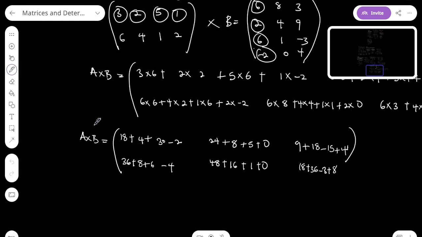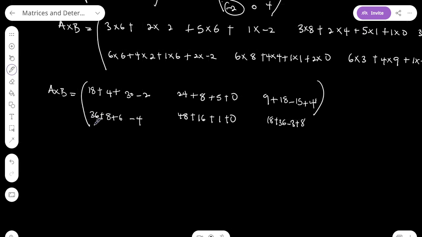So we can now add them together so that we have A cross B will equal 18 plus 4 is 22. 22 plus 30 is 52. 52 minus 2 is 50. So that is the element in the first row, first column. So 24 plus 8 is 32. 32 plus 5 is 37. 37 plus 0 is 37. Now, 9 plus 18 is 27. 27 minus 15 is 12. 12 plus 4 is 16. So we have 16.